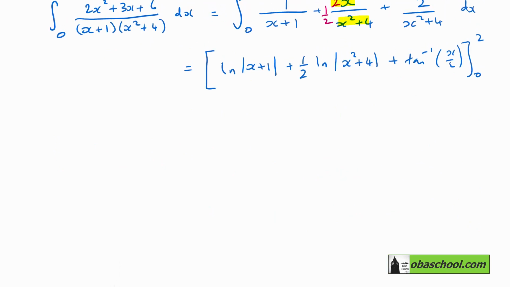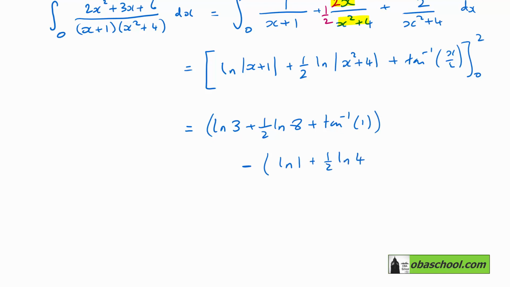So, using the top limit of 2, we get ln 3 plus a half ln 8 plus the inverse tan of 1. With the bottom limit, we get ln 1 plus a half ln 4 plus the inverse tan of 0. This is 0. This is 0.